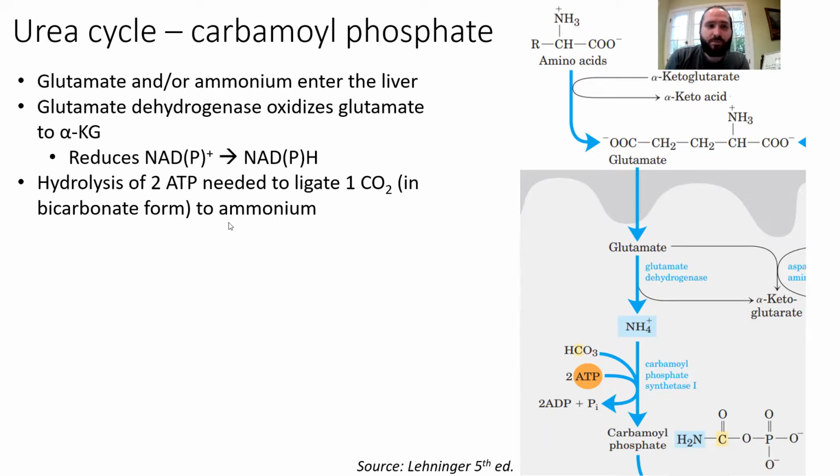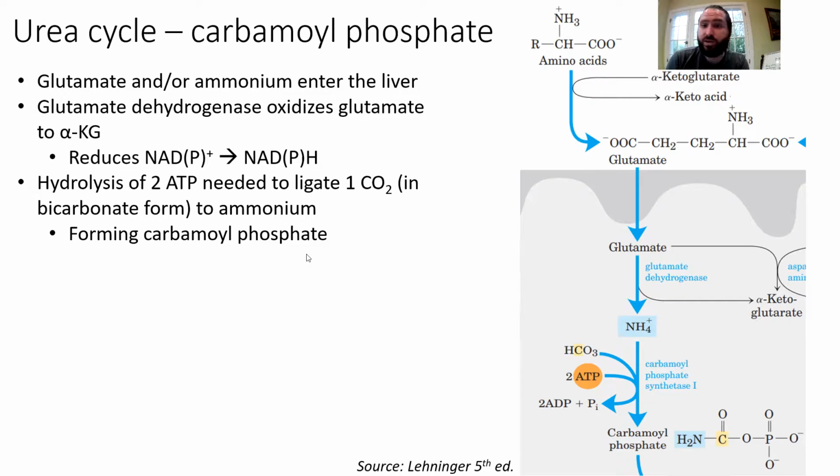Then our ammonium will require hydrolysis of 2 ATP, and we form 2 ADPs and 1 inorganic phosphate in order to ligate a carbon dioxide, remember, in the form of bicarbonate, to ammonium. So we're ligating bicarbonate to ammonium to form carbamoyl phosphate, and we actually get to keep one of those phosphates that were hydrolyzed from ATP. So this guy would have extra energy. This is our carbamoyl phosphate molecule here.